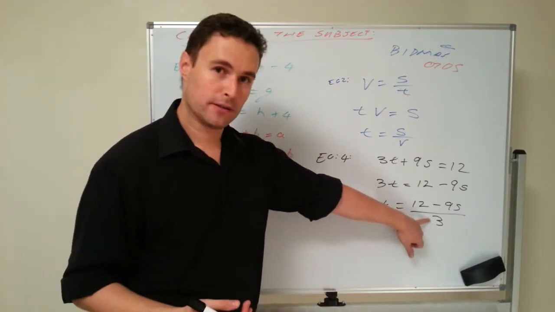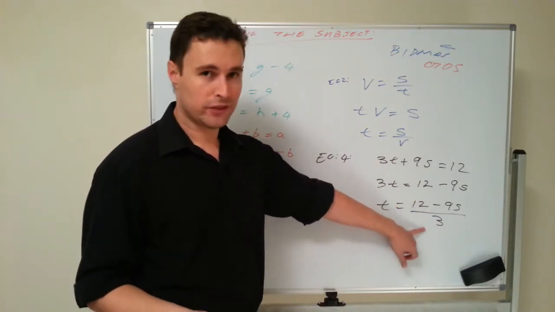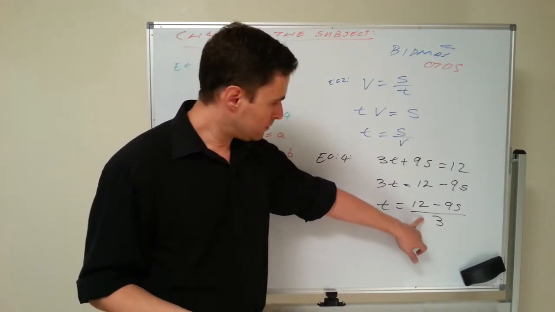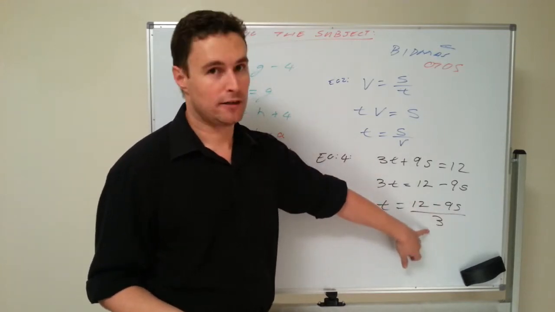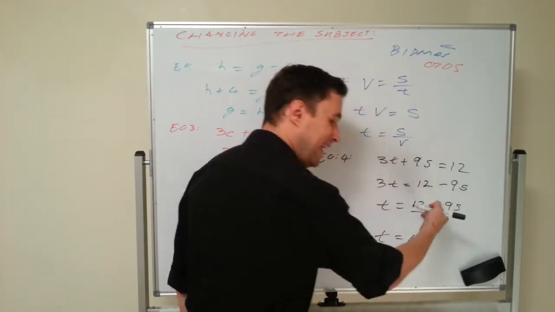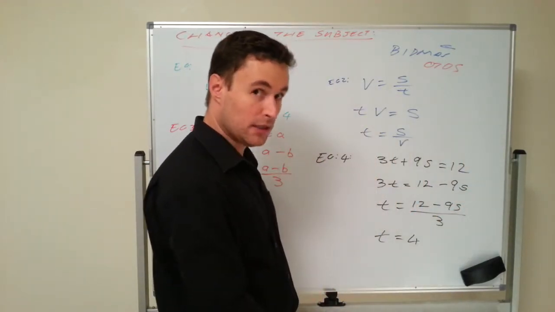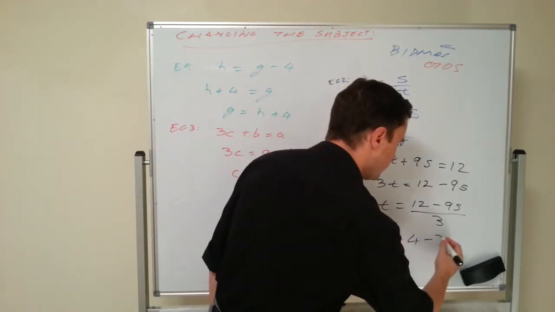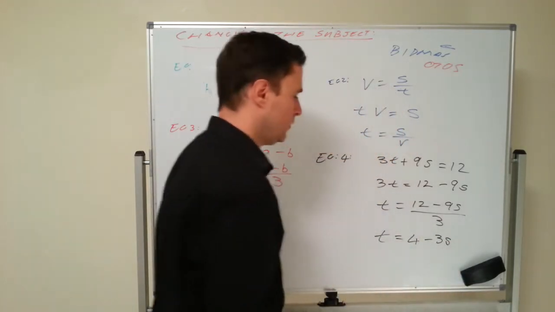Okay? Now, this is where you have to be careful. If the denominator can go into either of the top, you have to simplify them. So this means 12 divided by 3 and 9 divided by 3. So I've got t equals 12 divided by 3 is 4. Negative 9 divided by 3 is negative 3. Negative 3s. You all with me?